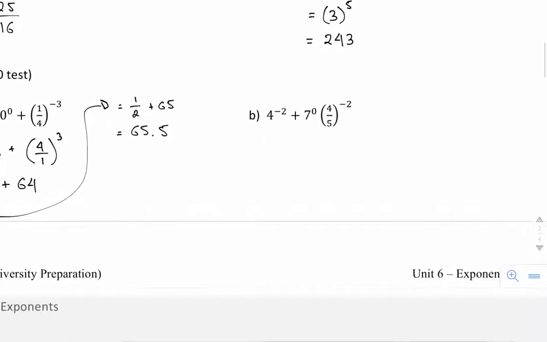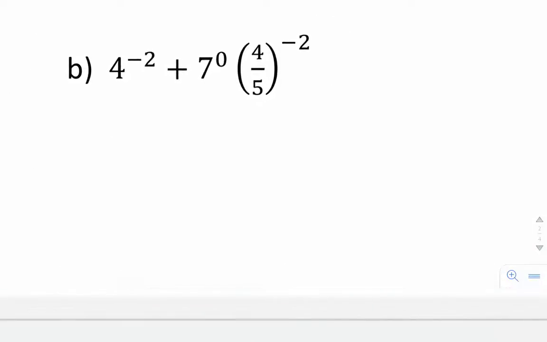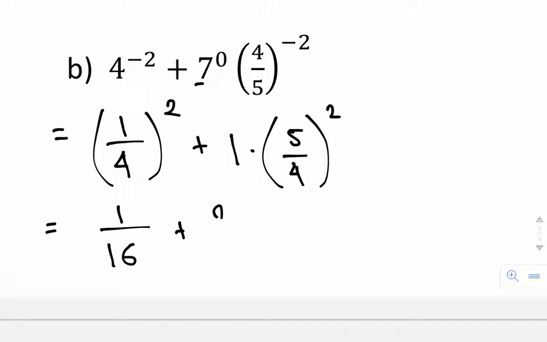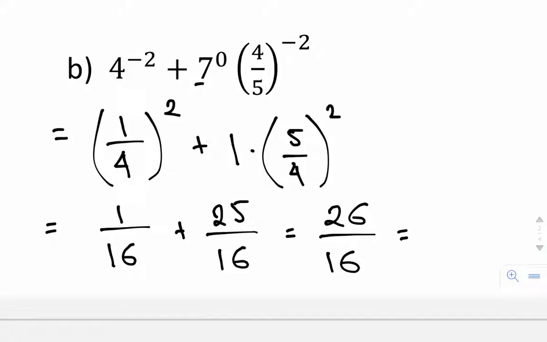Now for B, again from a grade 10 test, same thing. I'm going to do a few steps in one line. So I'm going to reciprocate the 4. So I have 1 over 4 squared. Anything to the exponent 0, in this case 7, is going to be 1, times 5 over 4, and I'm going to square that. So 1 over 4 squared gives me 1 over 16 plus 25 over 16. If I add those together, I get 26 over 16, which simplifies to 13 over 8.